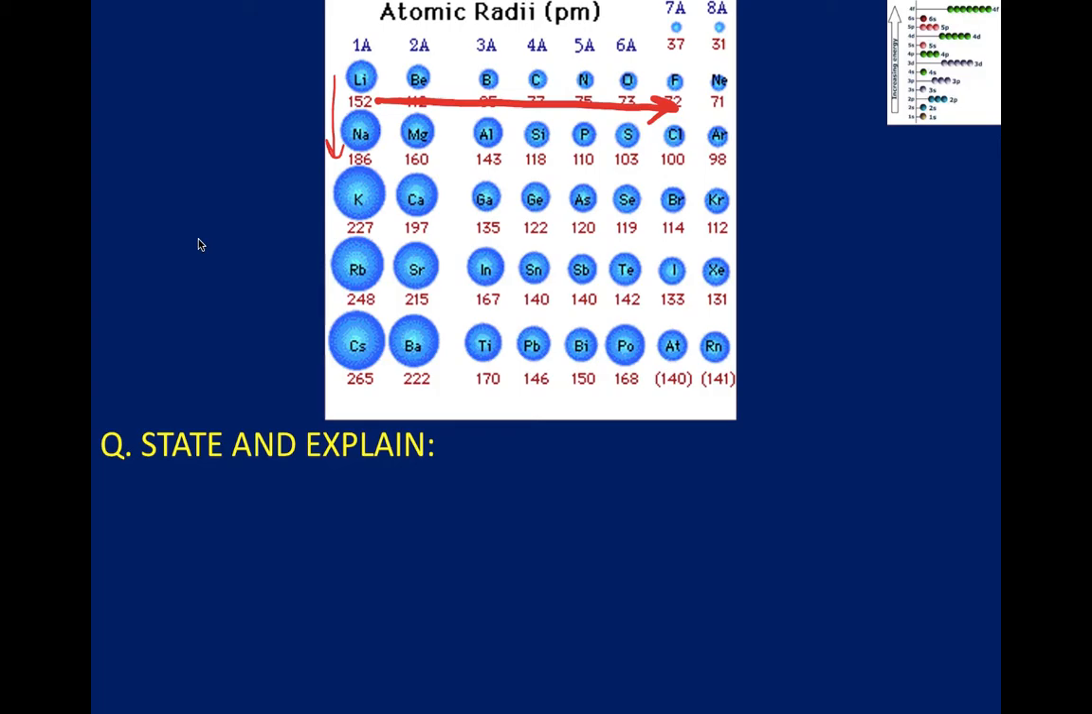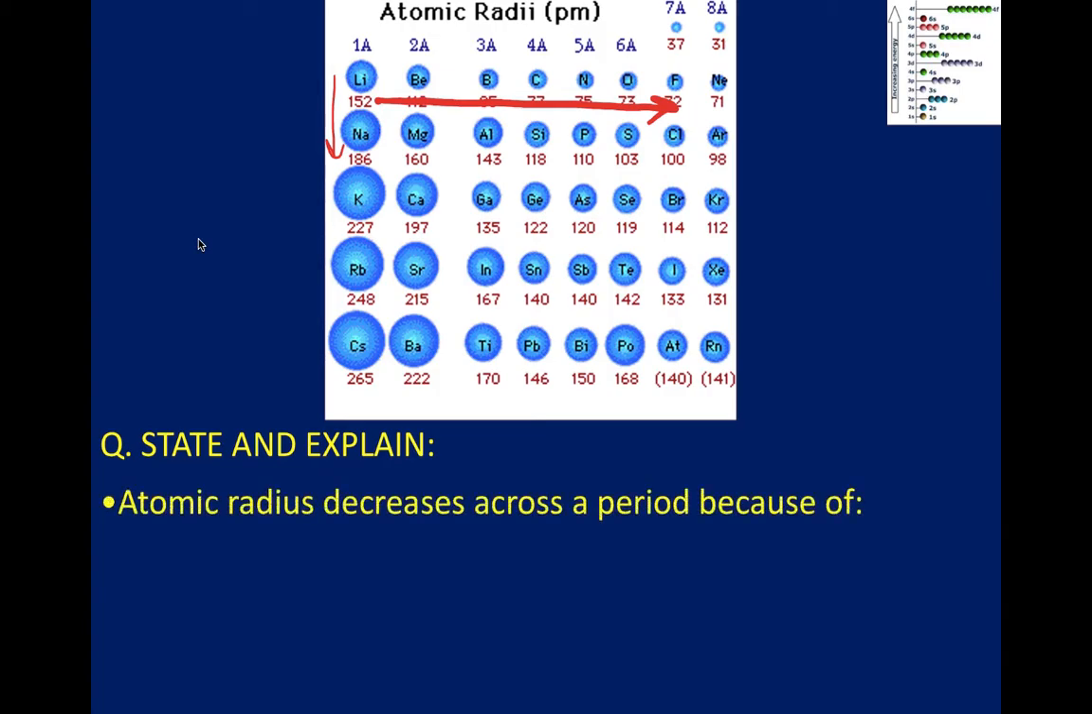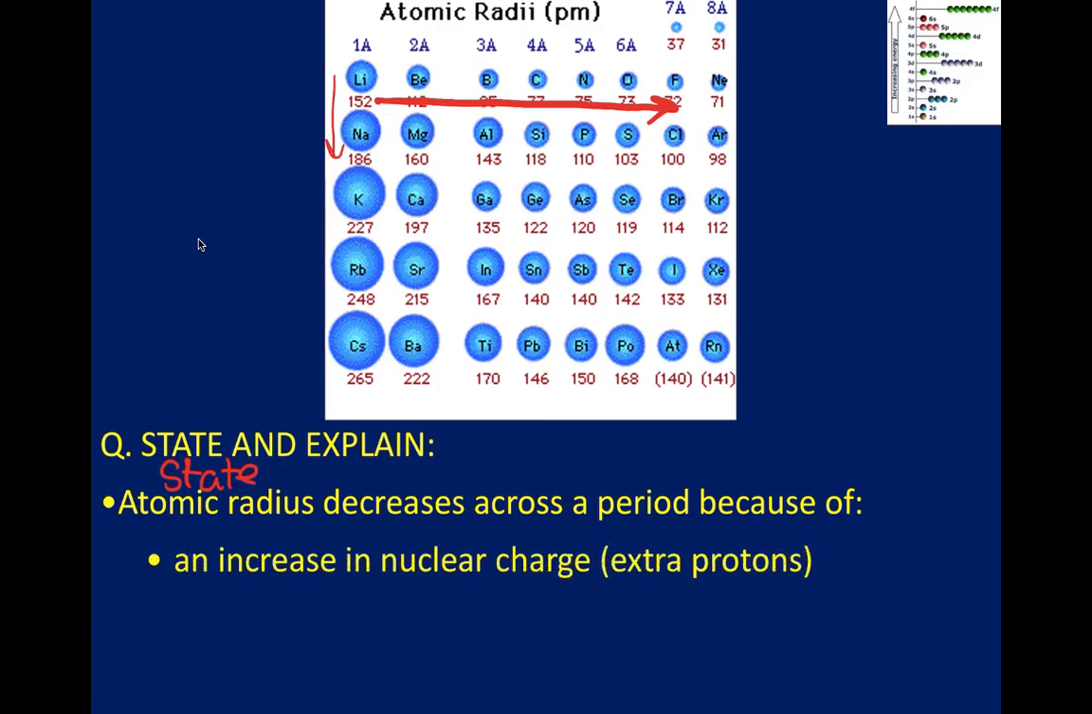Now the SEC are going to ask these questions as state and explain. So it's going to ask you to state what happens to your atomic radius as you go across a period and explain that. The state part is easy: atomic radius decreases across your period. Now we have to do the explain. This is the new learning. The reason why is that as you go across a period, you're getting an increase in nuclear charge, and this is how I would like for you to put it in your answer to that question.